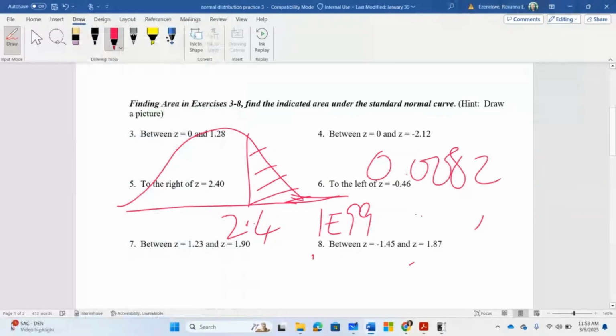0.0082 is the area to the right of 2.4. That's area to the right. What if I'm told to do number 6, area to the left?